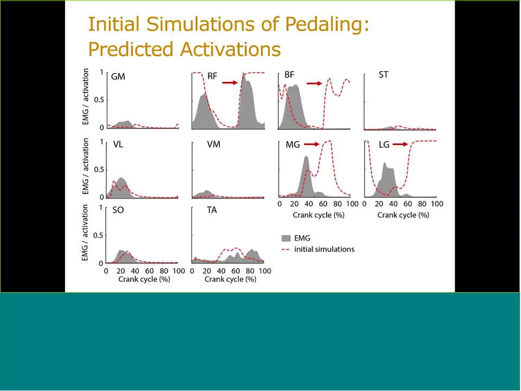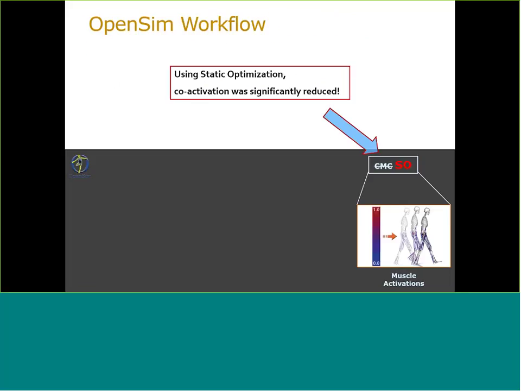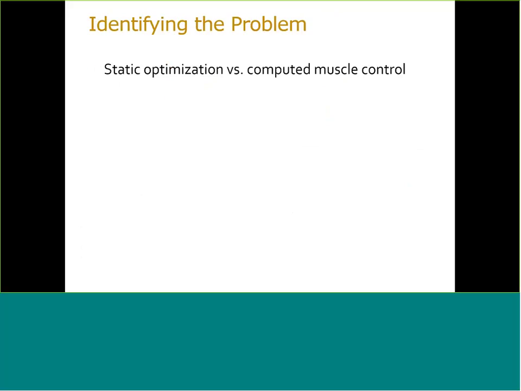So before we could use the model for future simulations, we wanted to determine the potential sources of these discrepancies between the muscle activations predicted by the model and the measured EMG data. One thing we noticed was that when we ran static optimization in OpenSim, a significant portion of the anomalous coactivation disappeared. So based on this observation, we isolated the problem to 4 possible reasons. It could have been the algorithm used to predict muscle activations, i.e. static optimization versus computed muscle control.